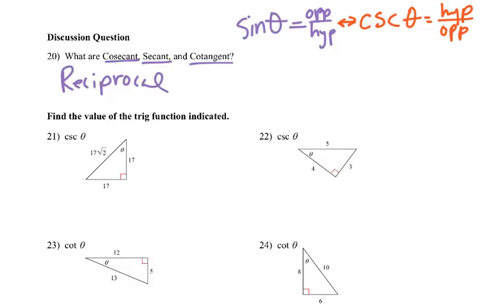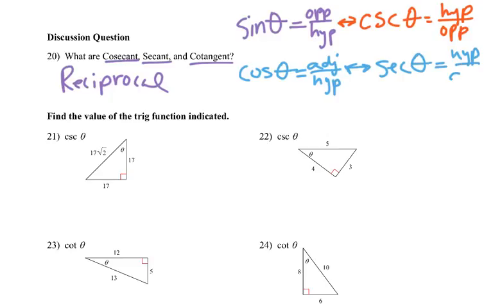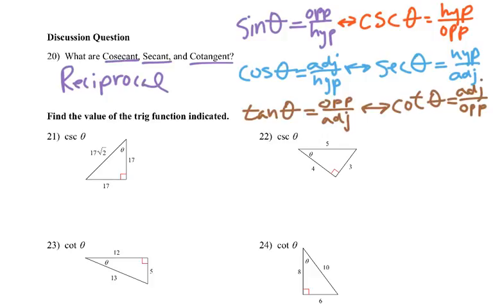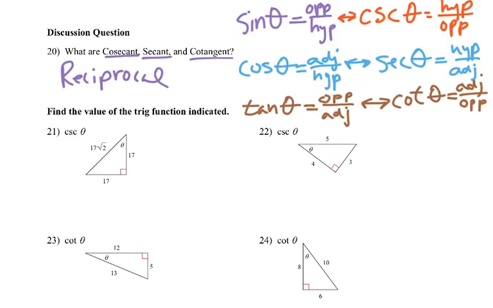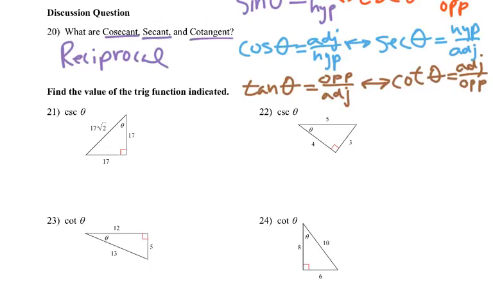So the cosine is adjacent over hypotenuse, and it's connected to the secant, which would be its reciprocal, as hypotenuse over adjacent. So then tangent, which is opposite over adjacent, is the reciprocal with cotangent, which would be adjacent over opposite. So we treat it the same way, just a different fraction. Now, we didn't have a secant here, so let's change this one to a secant of theta.